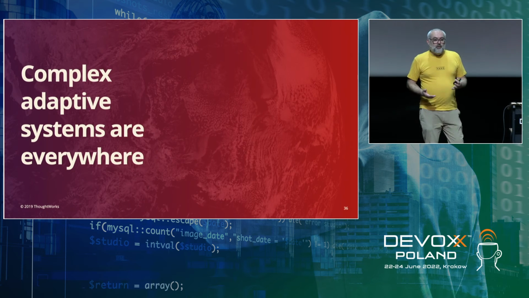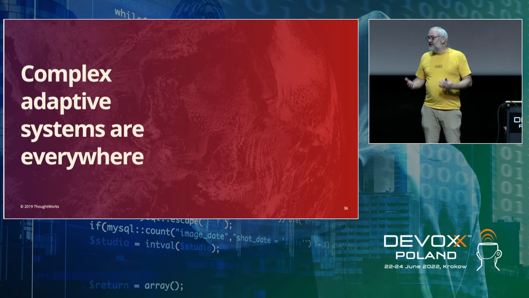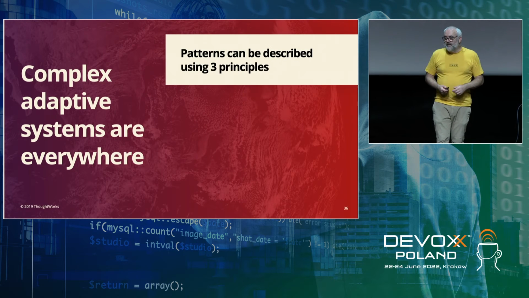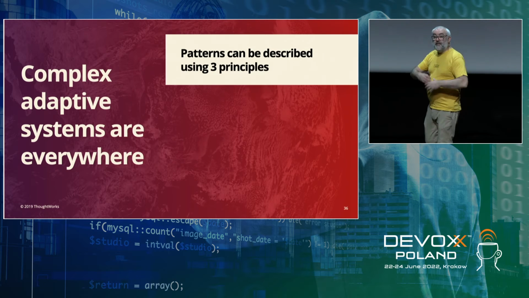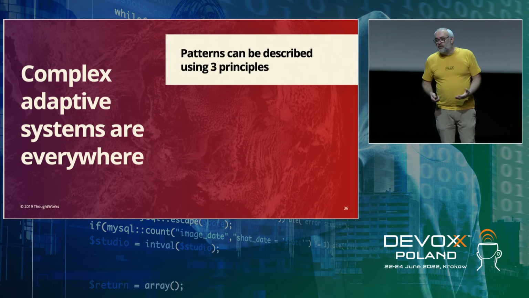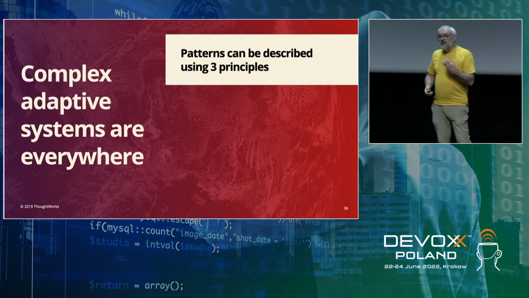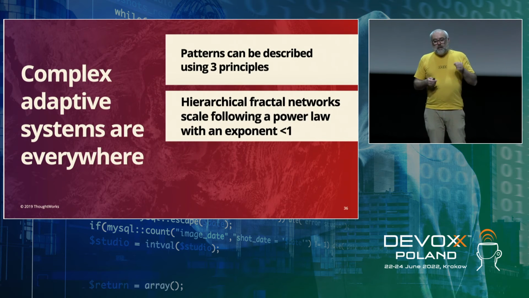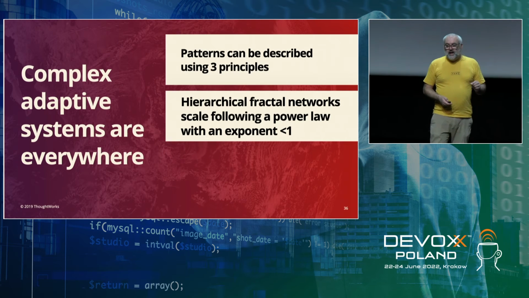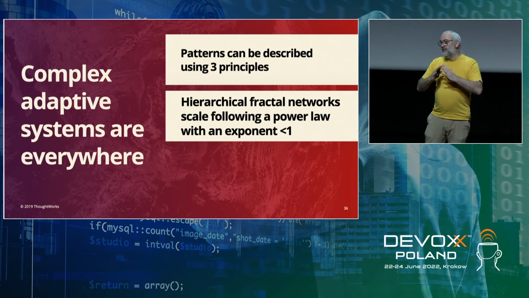The other thing is they're everywhere, right? Everything you look at, more or less, is a complex adaptive system. Us, the teams we work in, the companies we work in, the software we're building, the software architectures we sit in, these are all complex adaptive systems. And all of these things can be described, again, with these principles. And this is the key thing. All the examples I gave you are hierarchical network-based.